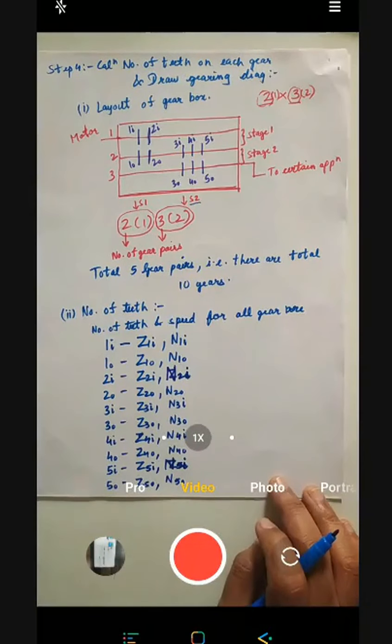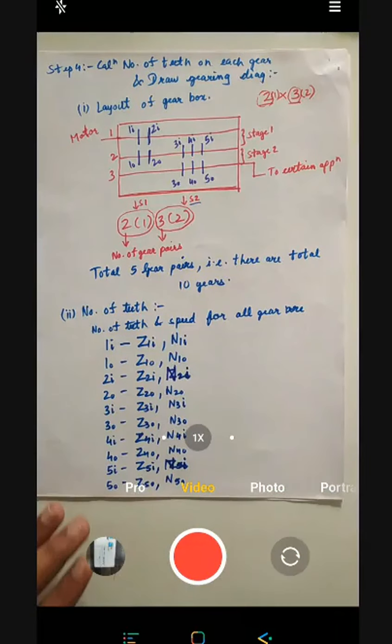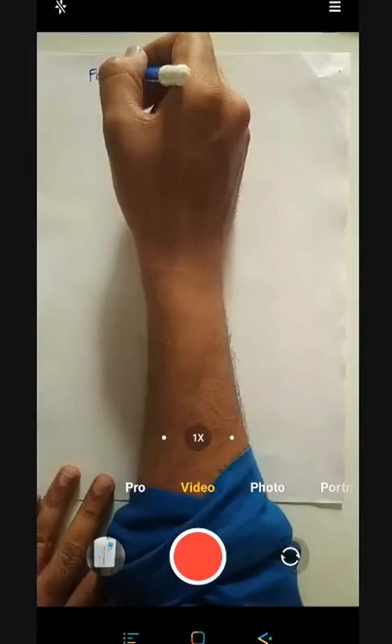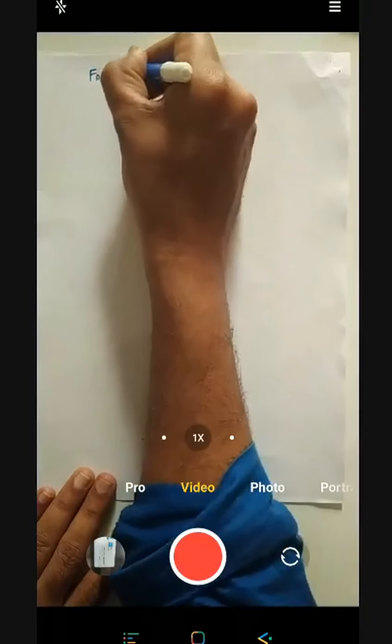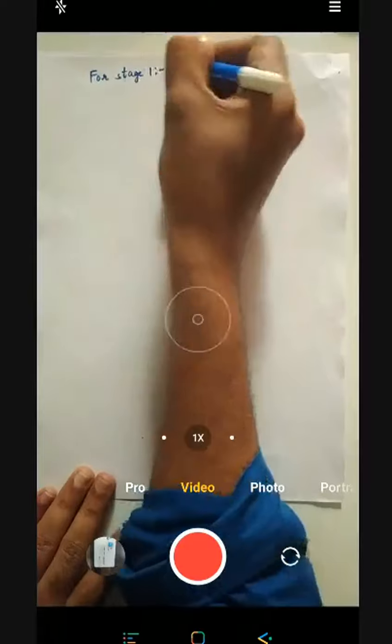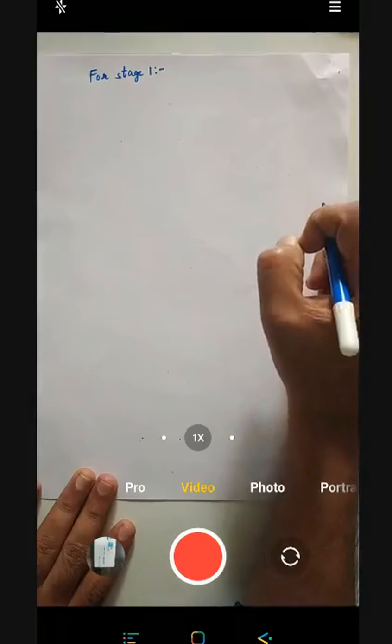Now see carefully what we are going to do. All this much is clear. Now see what we are going to do in the next step. We will decide for which stage we are going to solve. So let us go for the first stage. For stage 1, we'll write formulas for stage 1. Right.